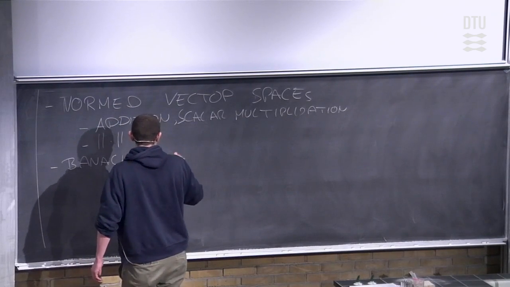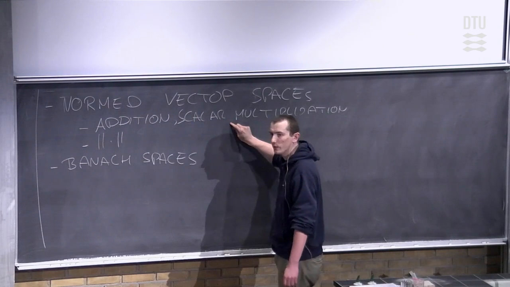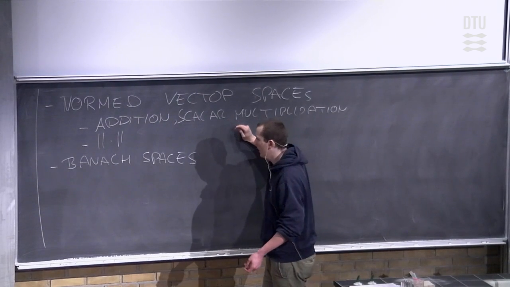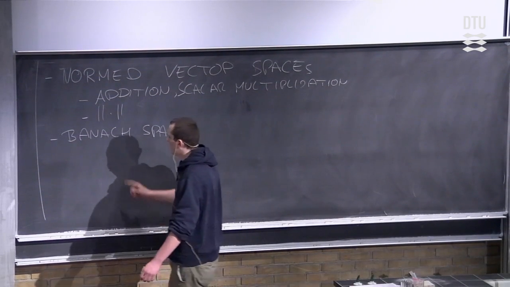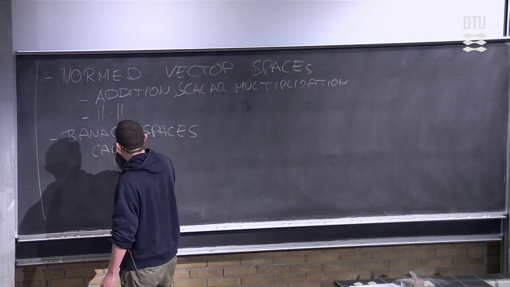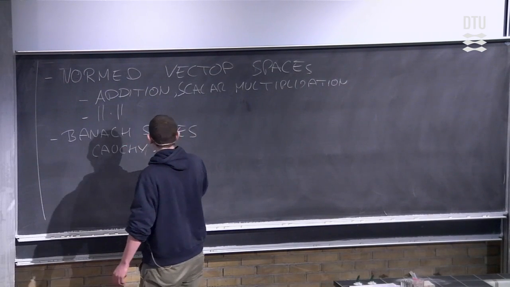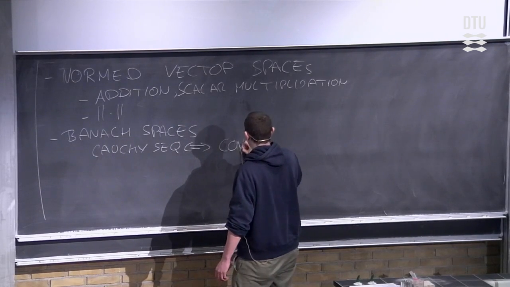And Banach spaces are important because up here we have the problem that some Cauchy sequences don't converge to an element. And in Banach spaces, that is by definition always true. So here we also have a normed vector space where any Cauchy sequence is also a convergent sequence.